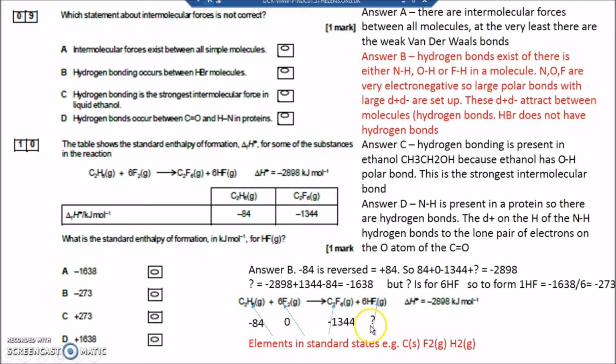That's the question mark. But that's for 6 lots of HF, 6 moles of HF, and it wants to know what's the enthalpy of formation for HF. That's the amount of heat energy when 1 mole is produced. So if I make 6 moles, it's 1638, but for 1 mole I need to divide by 6, which is minus 273, so my answer is B.